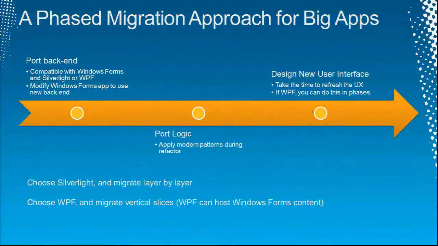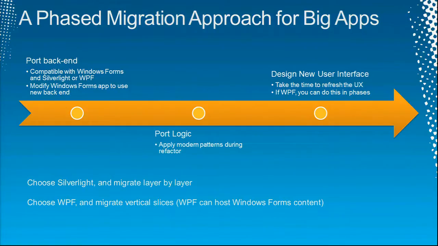I mentioned a bit about phased migrations, and this is a little bit of what I was talking about. A phased migration approach for a big application might be to port the back end first, right? And then have, say, both Windows Forms and Silverlight or WPF point to that same back end. So you've got some services there, data access layer stuff. And then port the middle tier and your logic. Factor those out, and you can also share that code between Silverlight and Windows Forms in many cases, and then finally work on the UI.